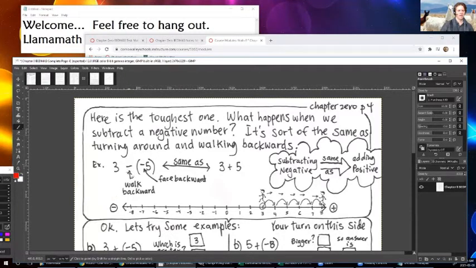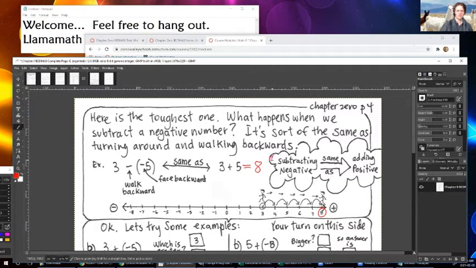This one means walk backwards. But this -5, if you have a negative in there, it means to face backwards, face towards the negative way. So now you see his baseball cap is facing the negatives. And he's going to walk backwards 1, 2, 3, 4, 5, which is the same thing as adding 5. If you're subtracting a negative, it's the same thing as adding. So 3 minus -5 is the same thing as 3 plus 5, which is an easy one because it's 8. And we see that there.